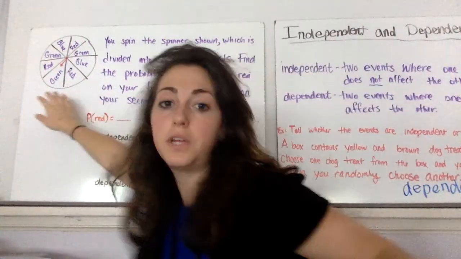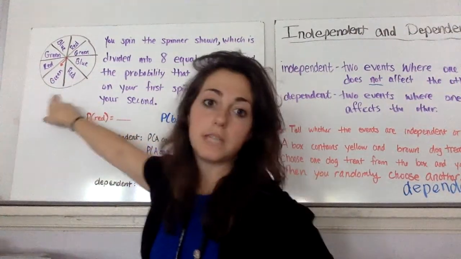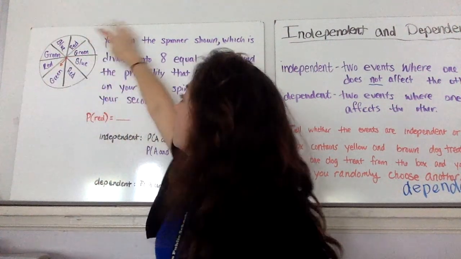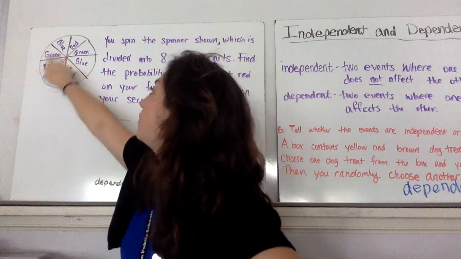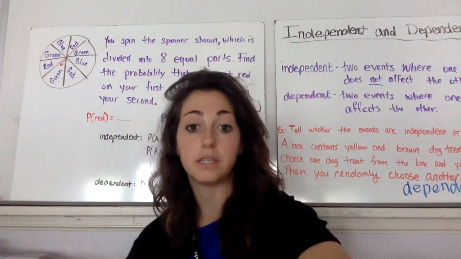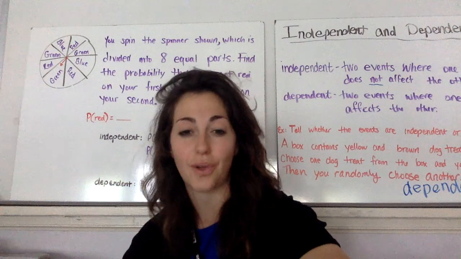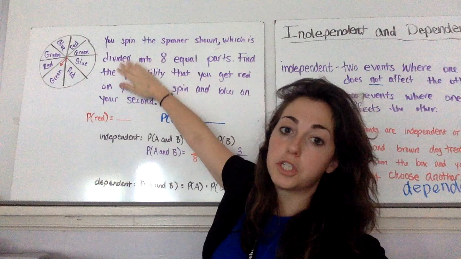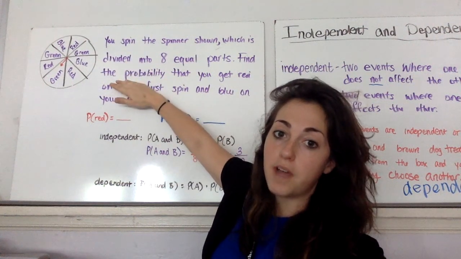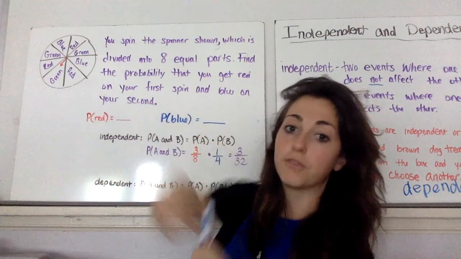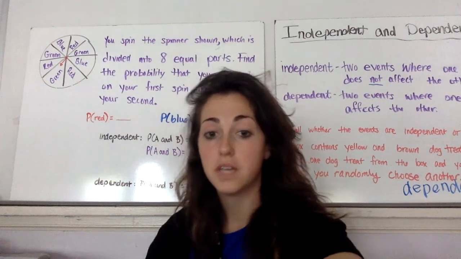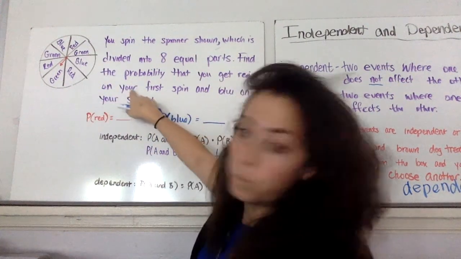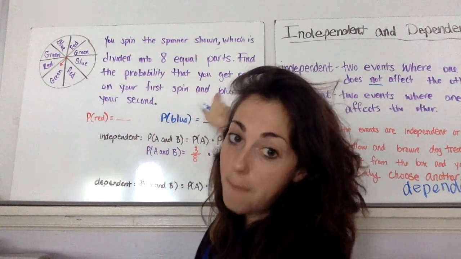So we've got a spinner here. It's got 8 equal parts. Look at each part: red, green, blue, red, green, blue. Not everything is the same amount, but the sections are equal. The problem says you spin the spinner shown, which is divided into 8 equal parts. Find the probability that you get red on your first spin and blue on your second. This is where we're actually going to do some math.